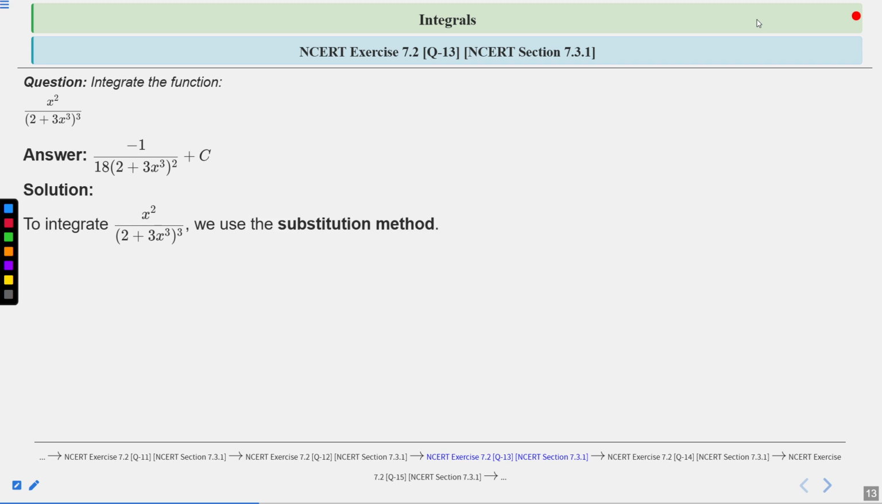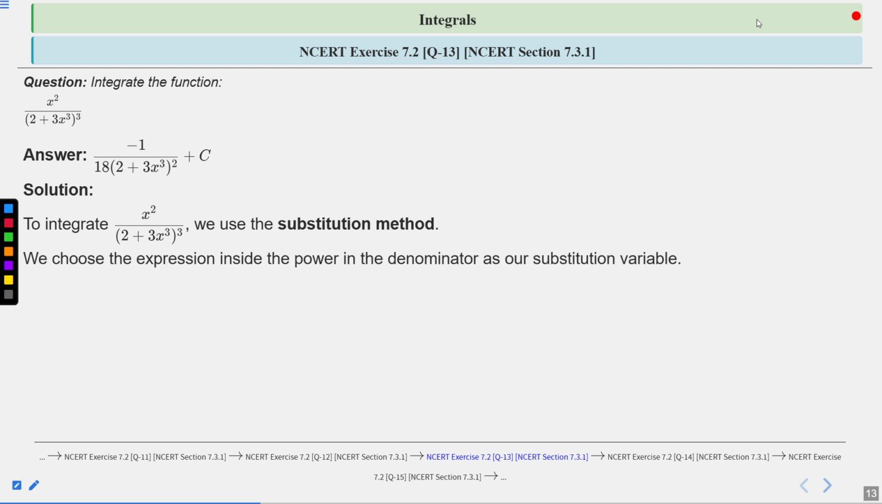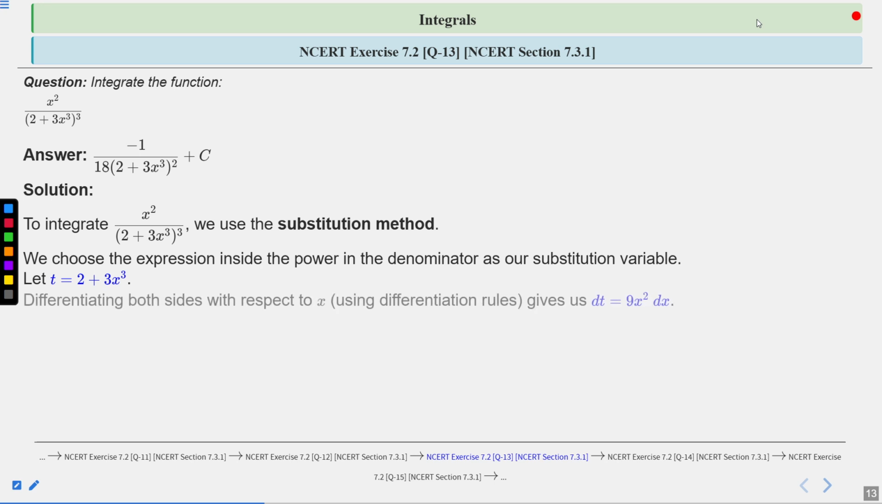To integrate x square upon (2 plus 3x cube) whole cube, we use the substitution method. We choose the expression inside the power in the denominator as our substitution value. Let t is equal to 2 plus 3x cube.